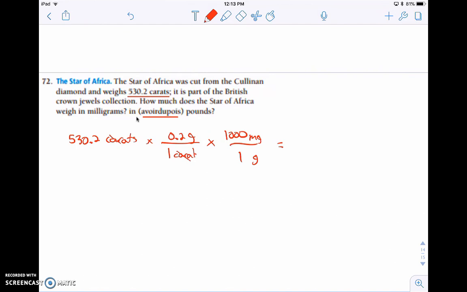And so when I multiply all that together, I'm going to get 106,040 milligrams. Okay, and that's going to be how much it would weigh in milligrams. I'm out of time to be able to do the pounds, but I'll leave that one to you to give a try. To convert from milligrams over into pounds, I would recommend converting your milligrams to kilograms and then kilograms to pounds. But again, I've run out of time.